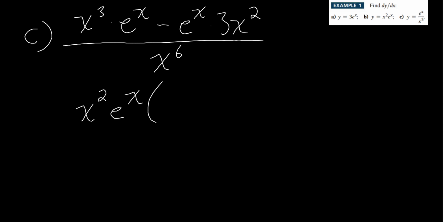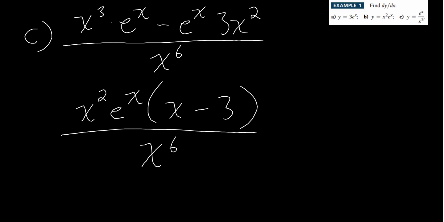And so that leaves us with an x minus 3x, 3 minus 3. And that's all over x to the sixth. Right? And then the x squared cancels with two of these, so that goes down to a 4.